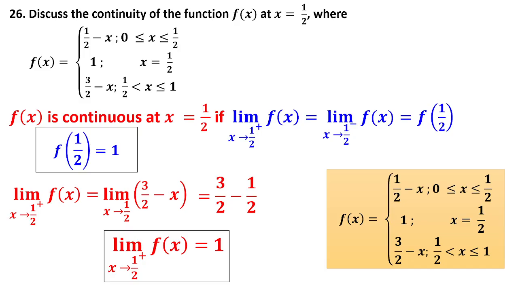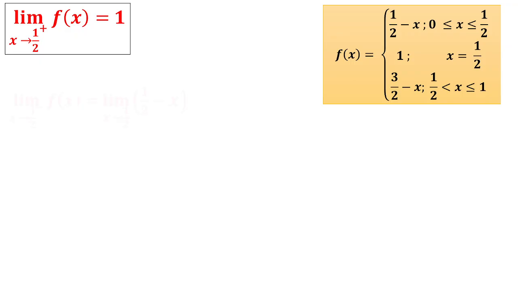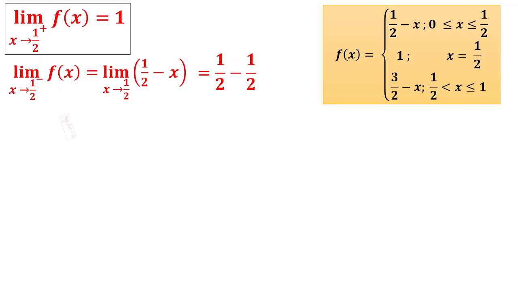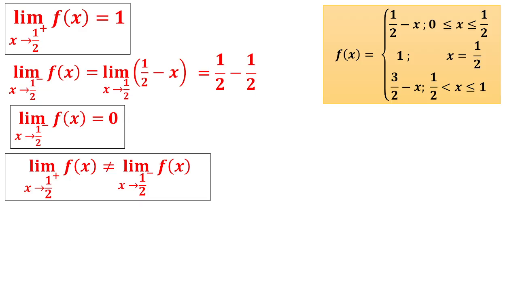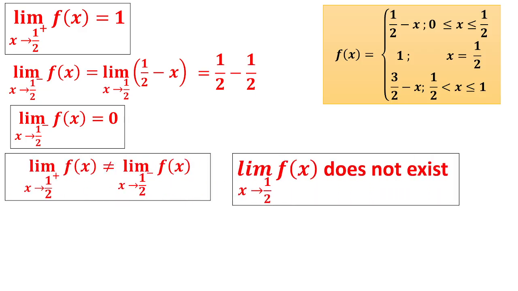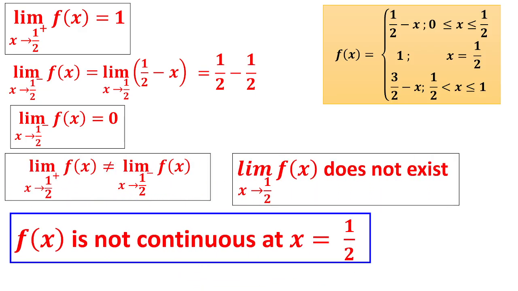In this case, if the right limit is not equal to the functional value, directly declare it and come out. But here accidentally both are equal. We have to find the left limit. For the left limit, which function is to be taken? The function opposite to x less than half, that is half minus x. But when I substitute x equal to half, I get the value 0. Therefore, the left limit is not equal to the right limit. Therefore, the function is not continuous.